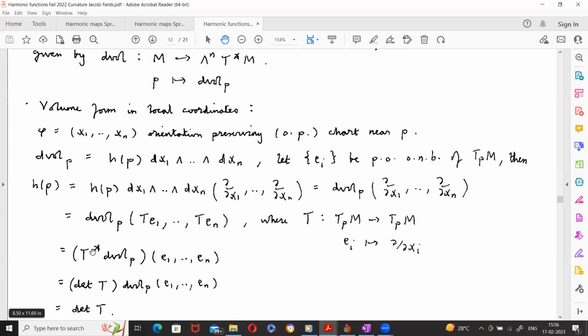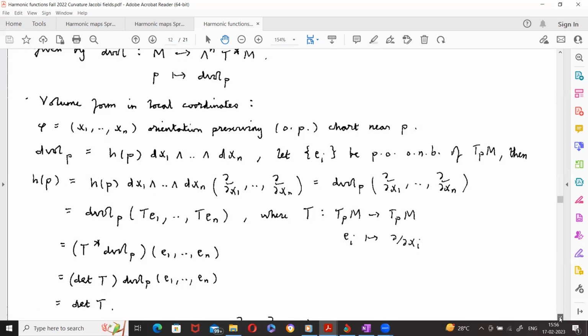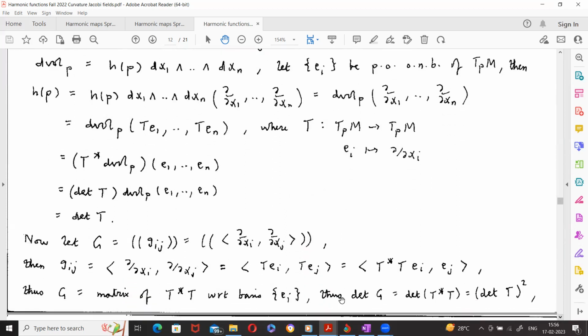That's the same as T star dvol_p of (e1, ..., en), the pullback. But we know that the pullback of a top degree form by a linear map is just given by multiplying the form by the determinant of T, right? So this becomes determinant of T times dvol_p of (e1, ..., en), that is 1. So this becomes determinant of T. So this coefficient h is nothing but the determinant of this linear map T.